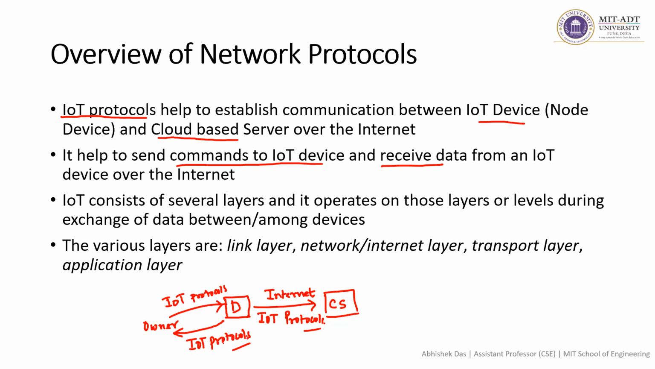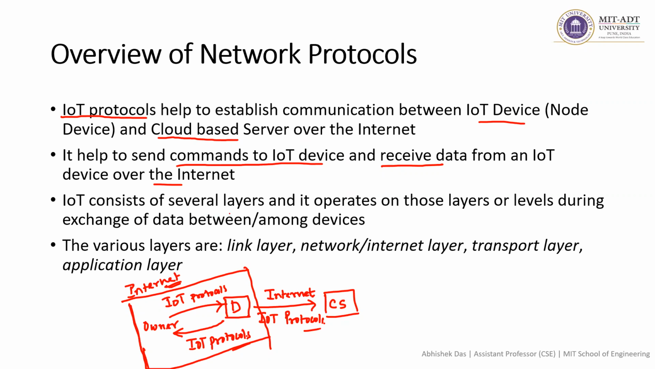With the help of IoT protocols, the data is received by the owner from an IoT device over the internet. So obviously you must have an internet connection. For the communication between the owner and the device, all of it must be connected to the internet. Then only can the owner communicate with the device, and he or she can receive the generated data from the device.